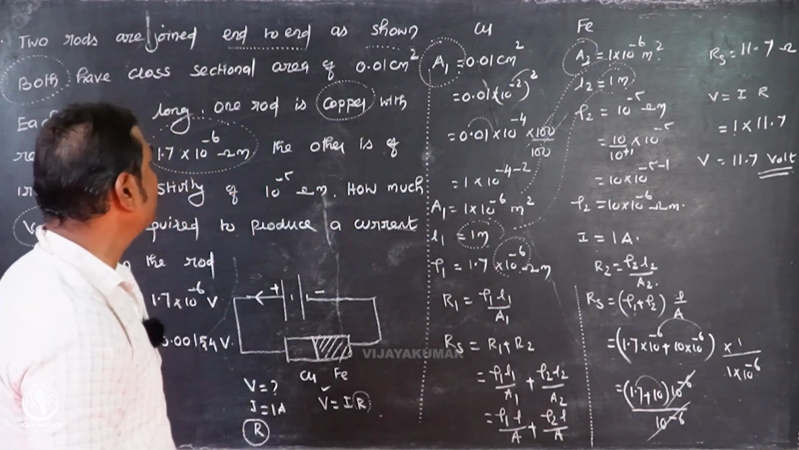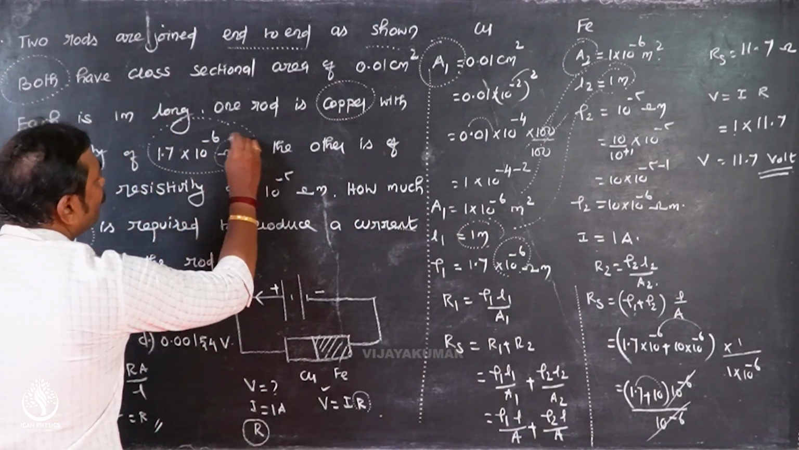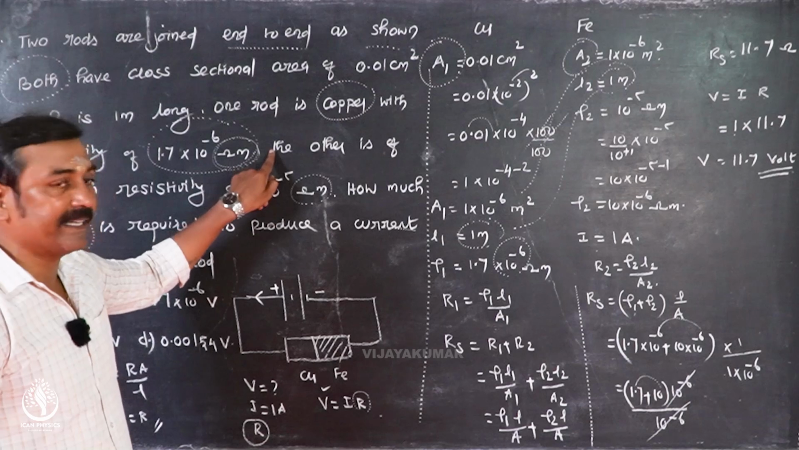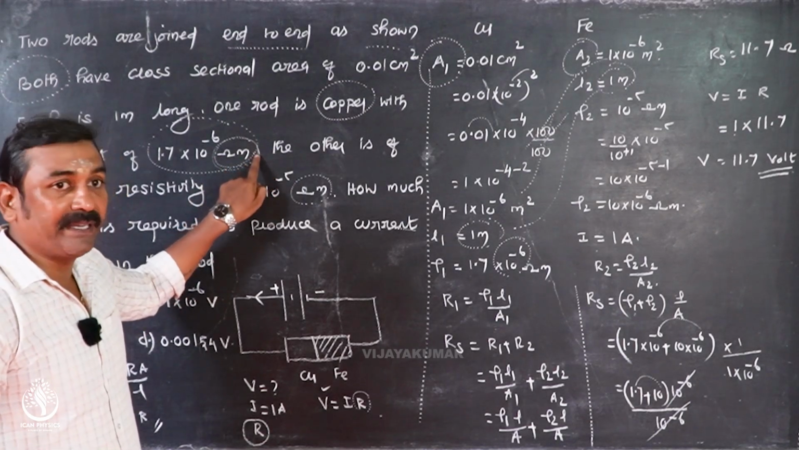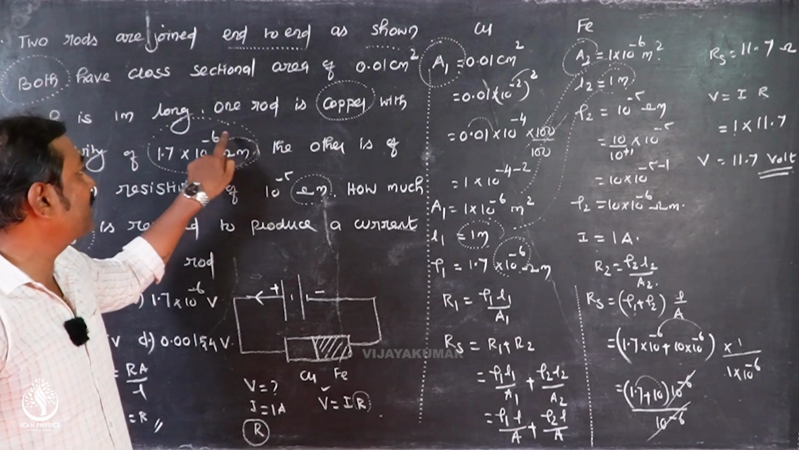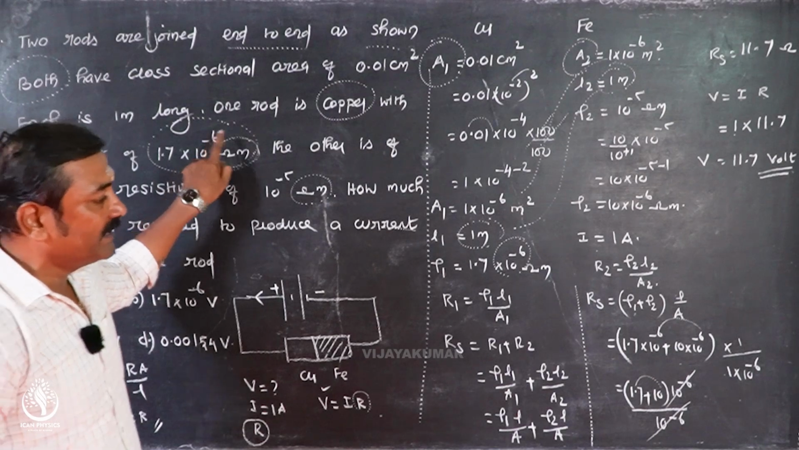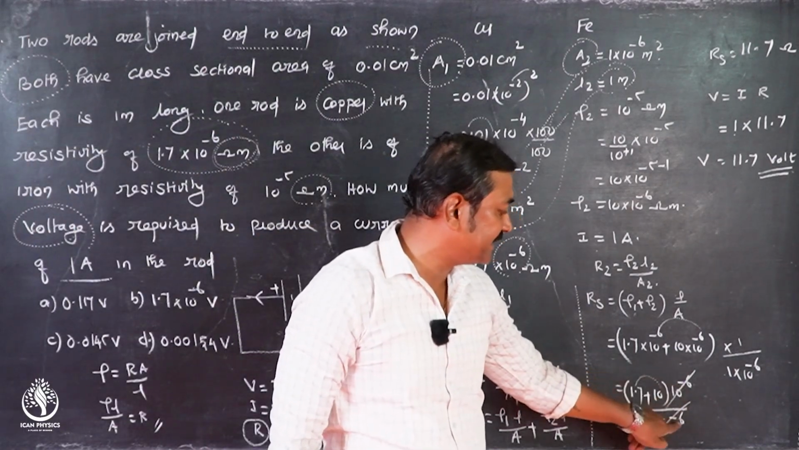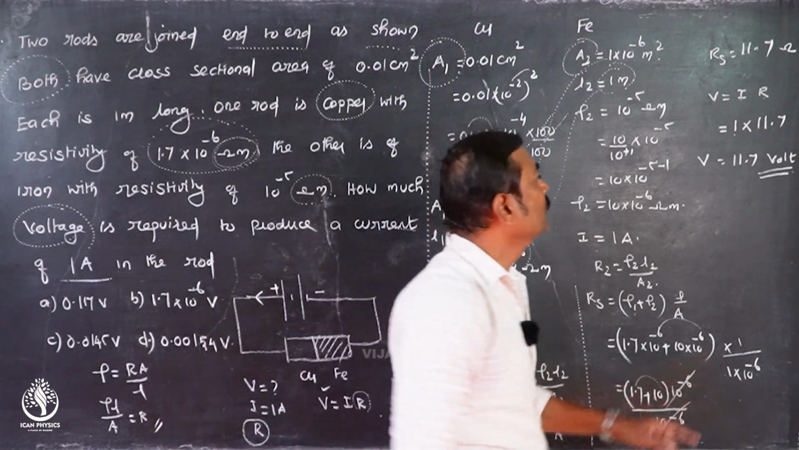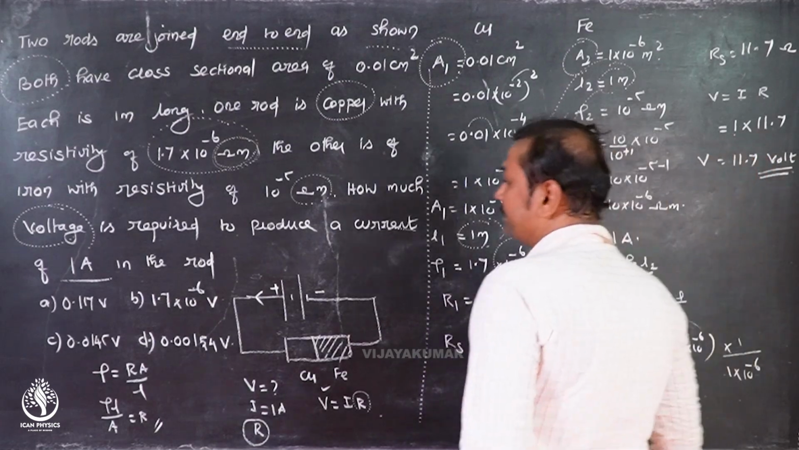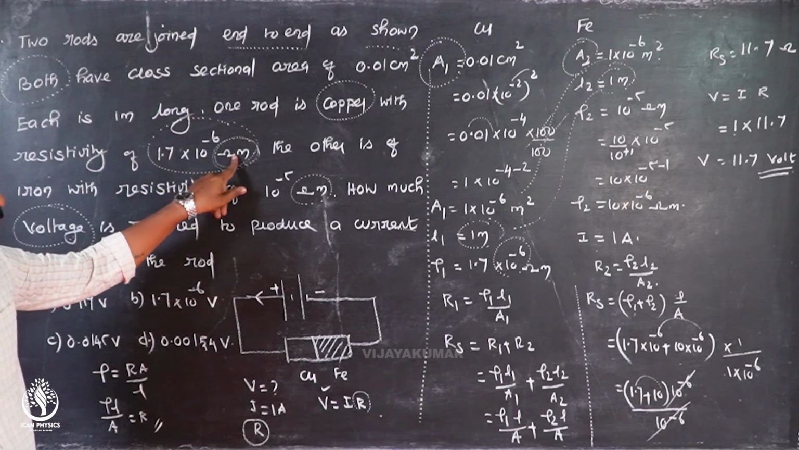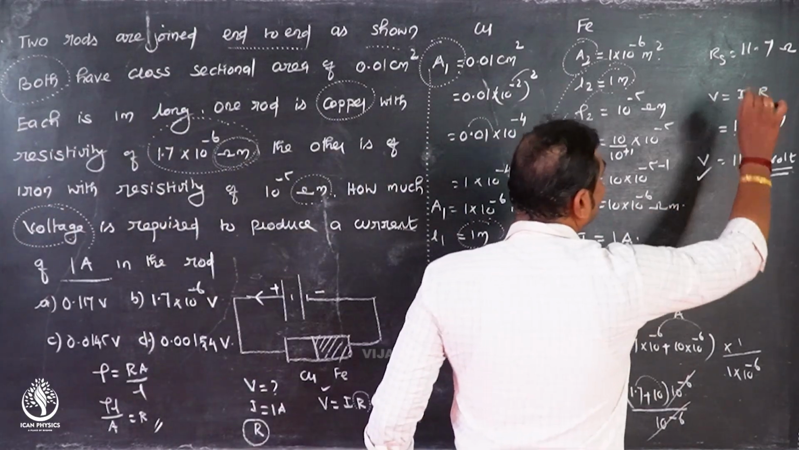In the same question, instead of ohm meter, sometimes they ask for ohm centimeter. If ohm centimeter is asked, convert the centimeter into meter, so 10 to the power minus 2. So 10 to the power minus 2, minus 6, gives minus 8. Here we have 10 to the power minus 8. The minus 6 goes to the numerator as plus 6, so minus 8 plus 6 is minus 2, so we put the decimal point 2 digits in front. So your answer may be this one. But here we are using ohm meter, so our answer is 11.7 volt.